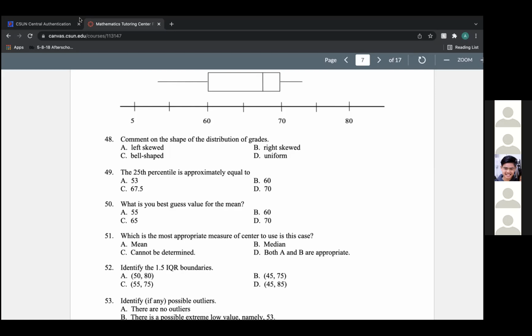Fifteen. And therefore, what are my 1.5 IQR boundaries? Is it 45 and 75? Nope. Where do you get 45 from? 1.5 times IQR. Well, Q1 minus that. Okay, so if I did the same thing on the other side, what should it be? Wait, you have to add it to the other side, no? Yeah, pretty much. Oh, 85, sorry. What should the answer be? D.